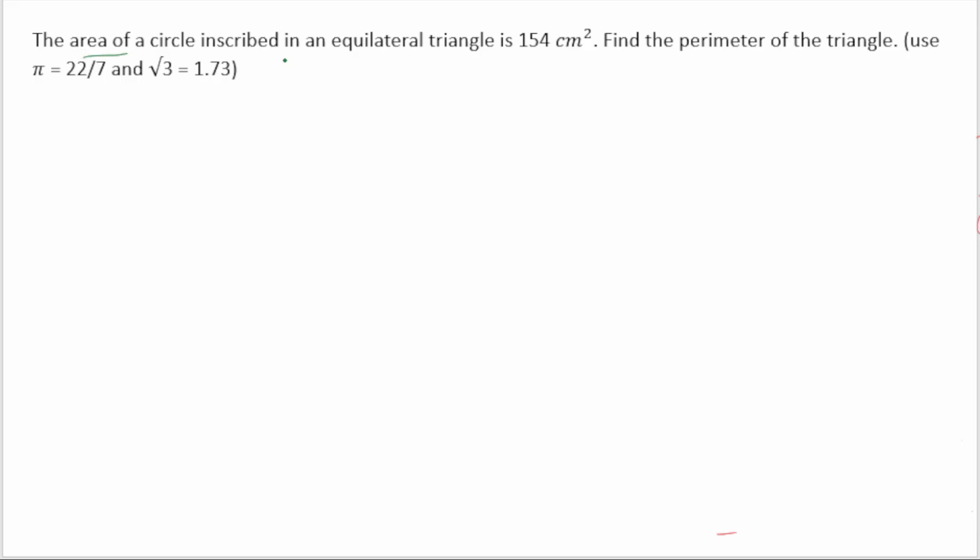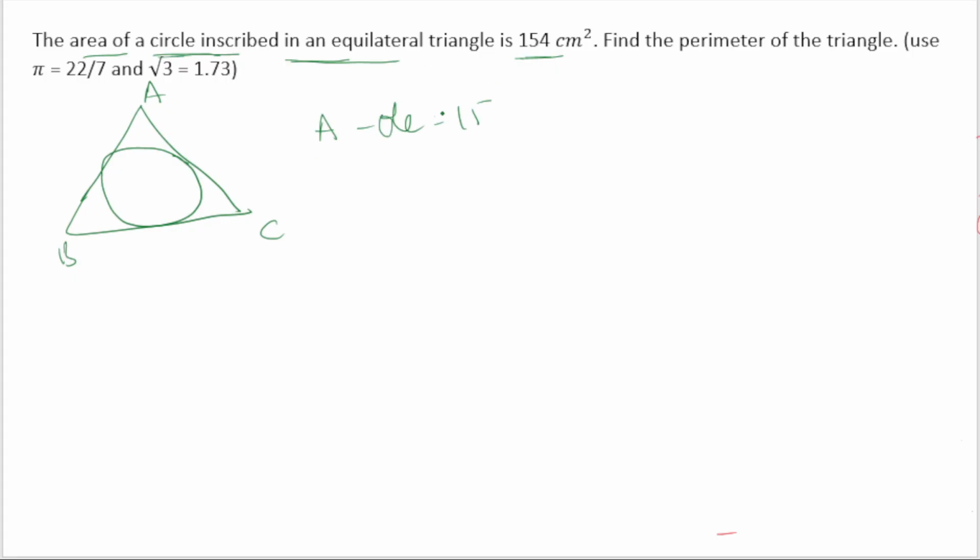The area of a circle inscribed in an equilateral triangle is 154 centimeter square. This is an equilateral triangle ABC. In a triangle, a circle is inscribed, and the area of the circle is 154 centimeter square. We have to find the perimeter of the equilateral triangle.